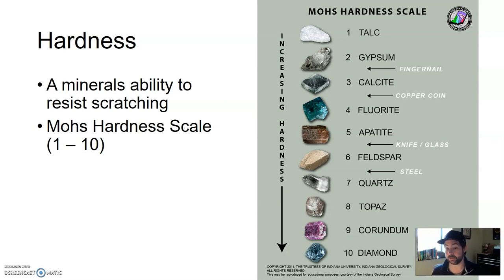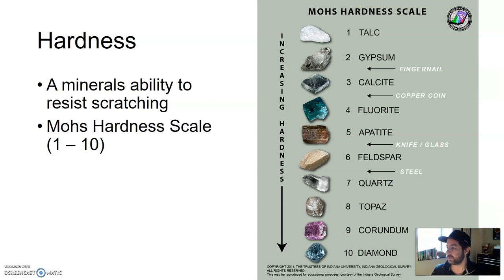Now, hardness is different than strength. If I were to take a hammer and smack a diamond, it would just crumble into a million pieces. That's not what I'm talking about. I'm talking about hardness, which is the ability to scratch or be scratched. That's what hardness is. Two different things.